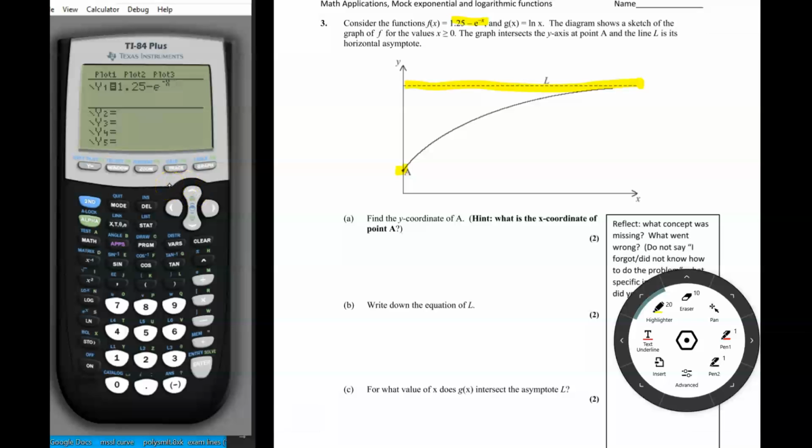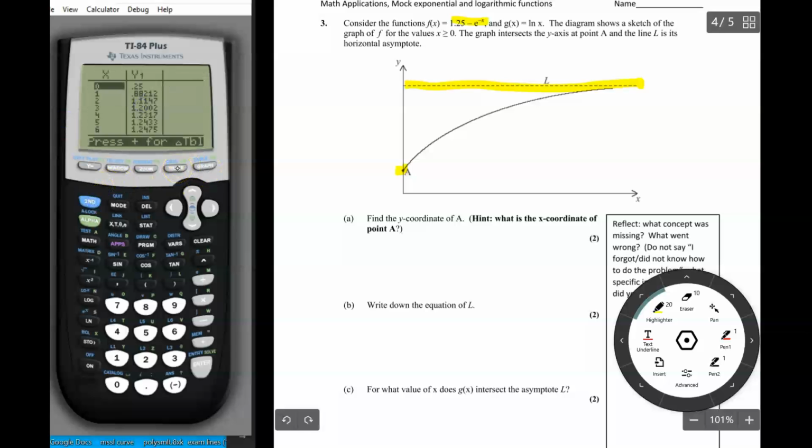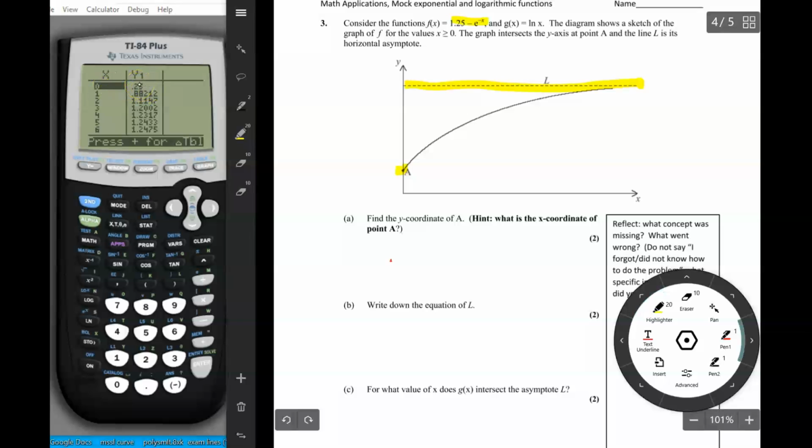So I've programmed f of x into the calculator, and I'm going to find out where it intersects the y-axis. There's a couple ways to do that. One is we could look at the table. Remember, the x-coordinate of anything on the y-axis is x equals 0. So I could look at the table, and at x equals 0, y equals 0.25. So I already know that the answer is 0.25.